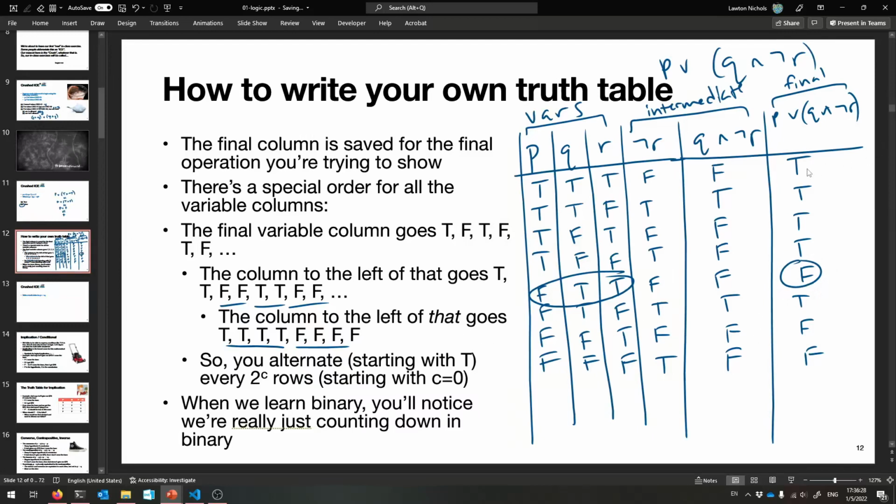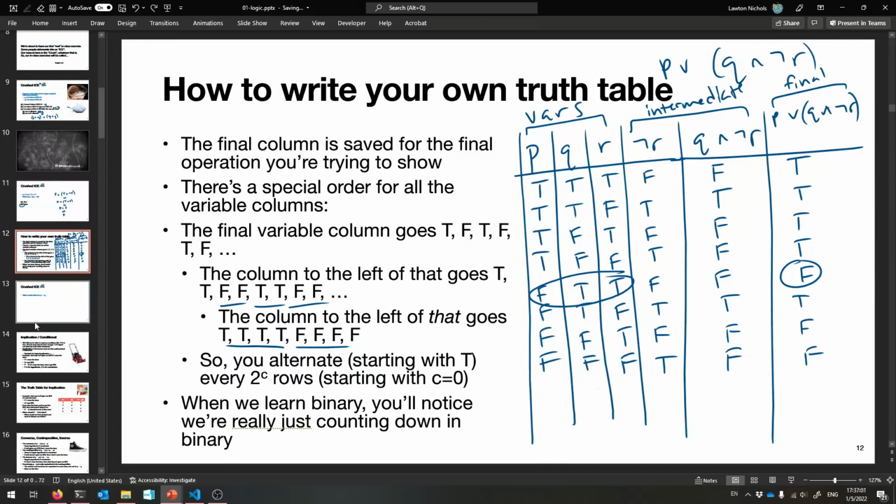That is how you write a truth table. All right? So you just keep on alternating, starting with true every 2 to the C rows, starting with C equal to 0. So you alternate every time. So alternate true and false once, every 1, every 2, every 4. And if you were over here, every 8, things like that. And then when we learn binary, or maybe if you already know binary, if true is 1 and false is 0, we're really just counting down in binary. 1, 1, 1, 1, 1, 0. We're counting up from the bottom. 0, 1, 2, for example. So that's kind of cute too.